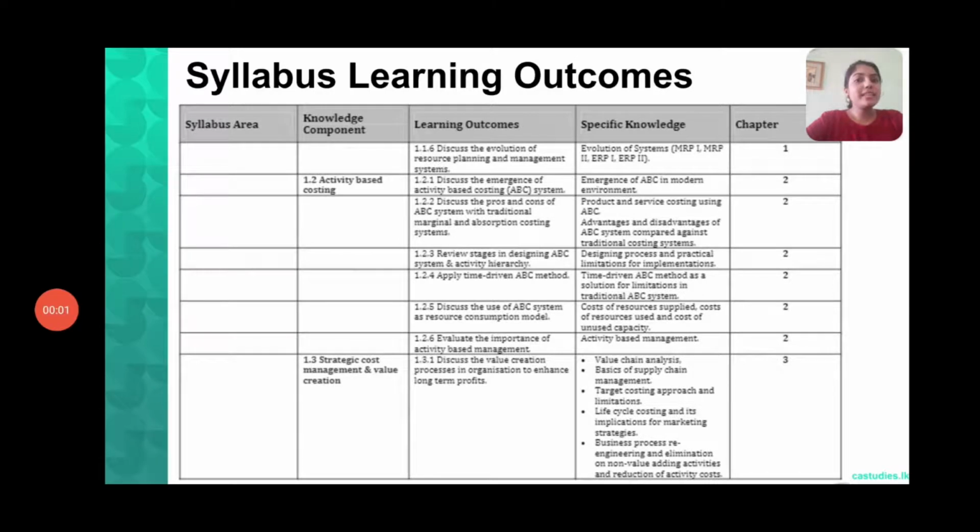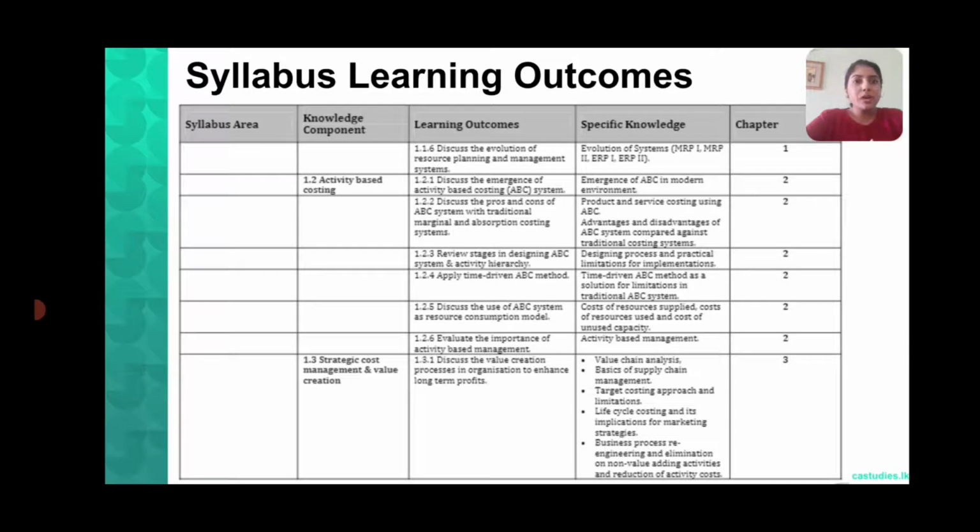So next, they expect you to know the evolution of resource planning and management systems that happened as a result of changing to modern manufacturing. So that is being covered again in chapter 1. And then they've created a new knowledge component, which is activity-based costing, that also has arisen with the change to modern manufacturing.